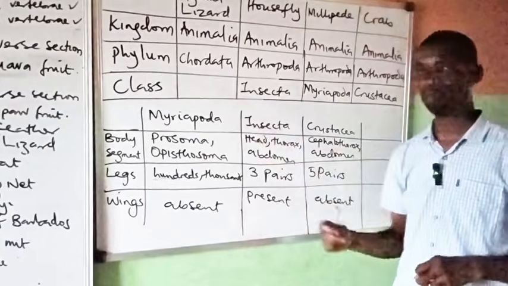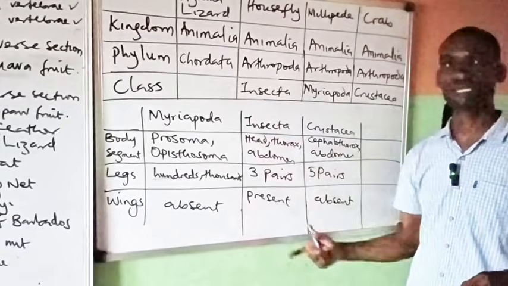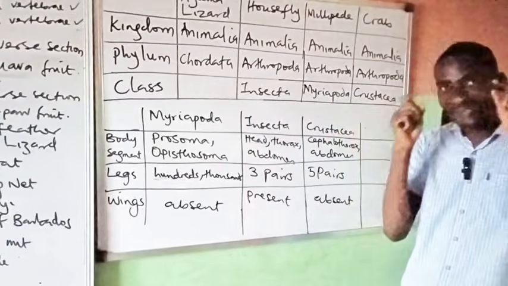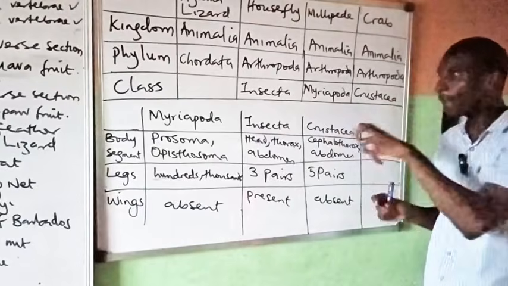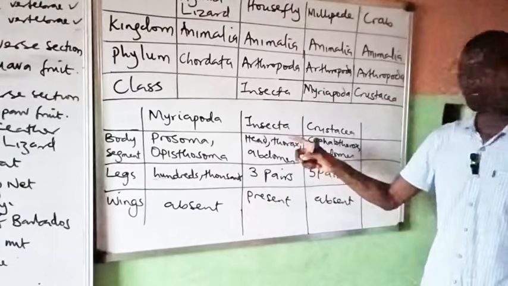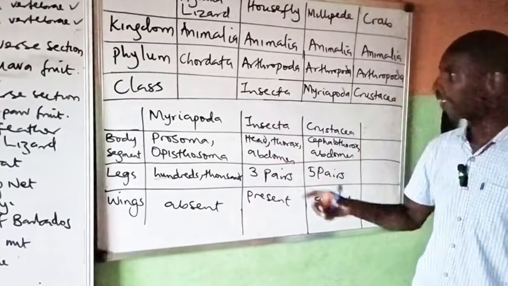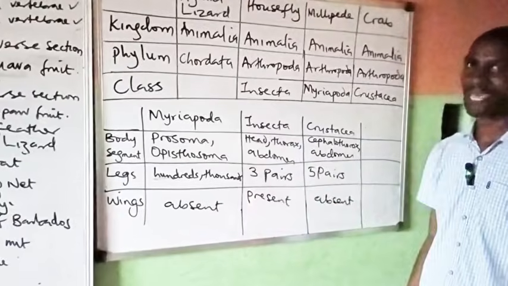And for the myriapod, they also have a sensitive organ, not the compound eye like the insecta. The compound eye is what they have in the insect, the big eye. They have eye present as well.